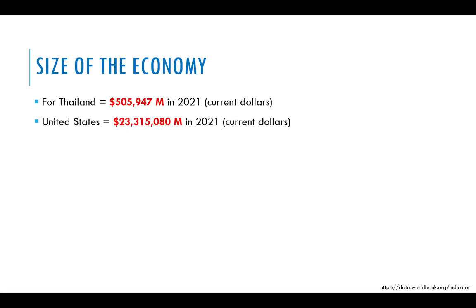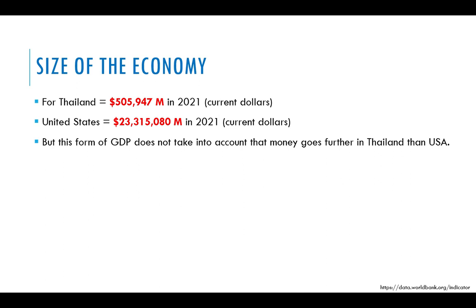If we do the same for the United States, we get a much bigger number. You see that it's 23 and some odd millions. What we're seeing here is a very different sized economy. But here's the thing. We've used this form of gross domestic product using current dollars, basically prices in United States for US, prices in Thailand for Thailand.